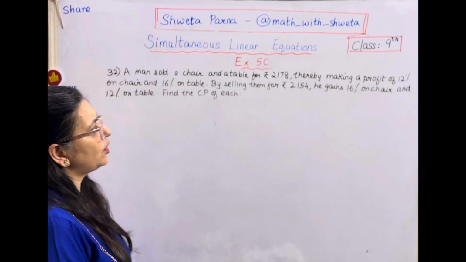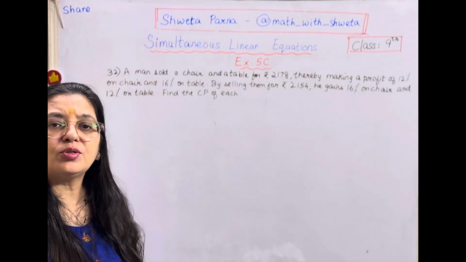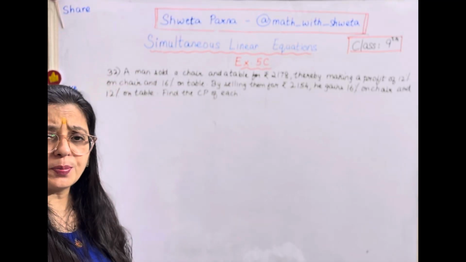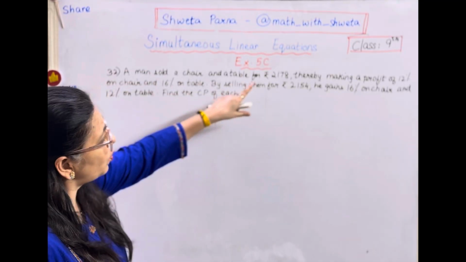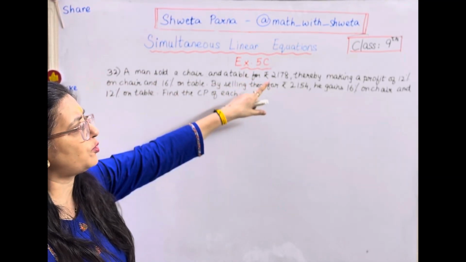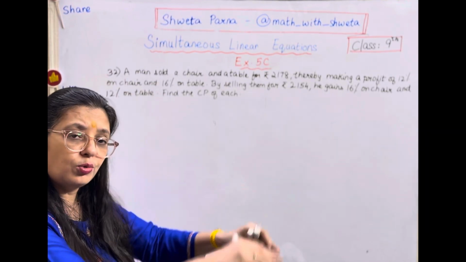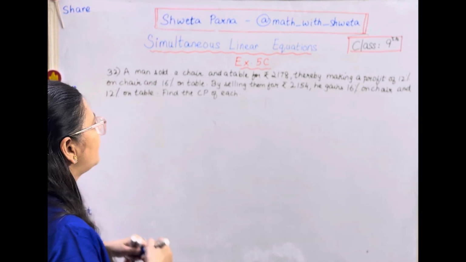A man sold a chair and a table for rupees 2,178. Do you know the cost price of the table and chair? No. But you know the selling price. Together it was sold for 2,178. Chair and table together, 2,178.